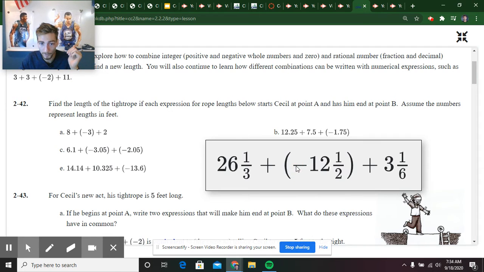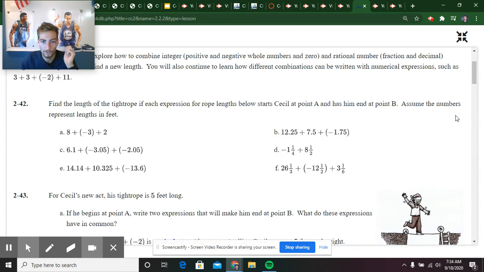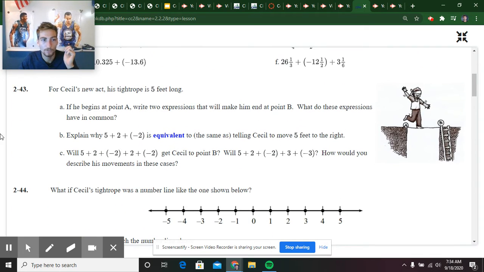And then we're going to do the same thing, but here we have some tougher problems with fractions. Remember, with these denominators here, we have 3, 2, and 6. Could we find a common denominator to make adding these fractions together a little bit easier? Think about that. And then it says for 243, for Cecil's new act, his tightrope is 5 feet long.